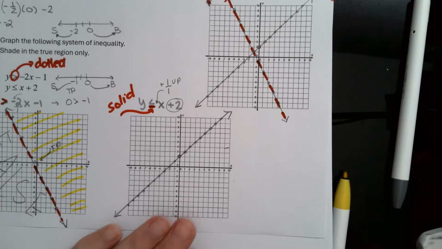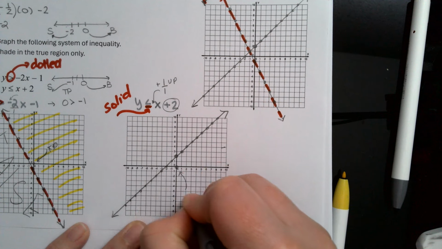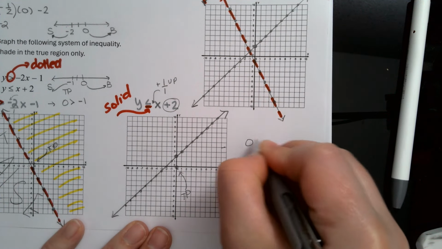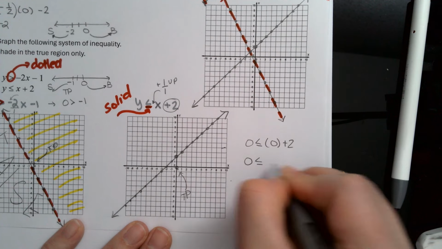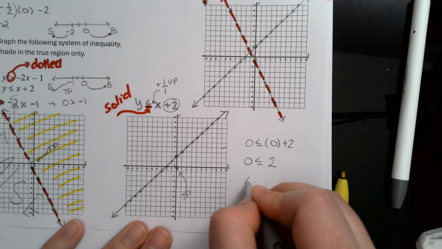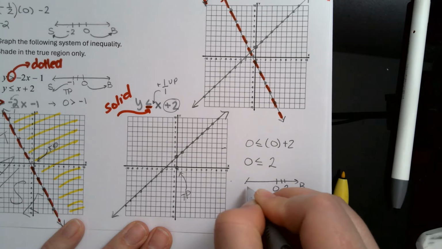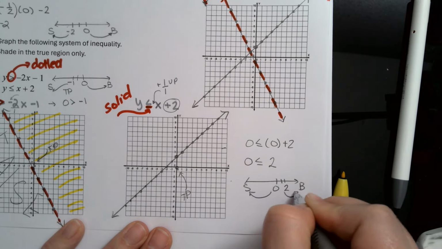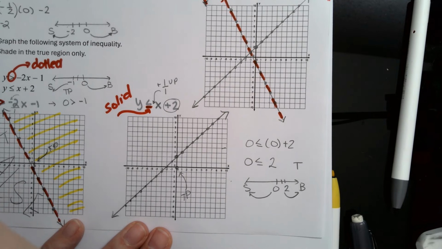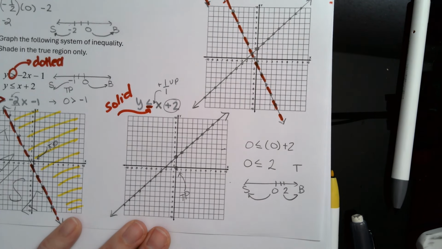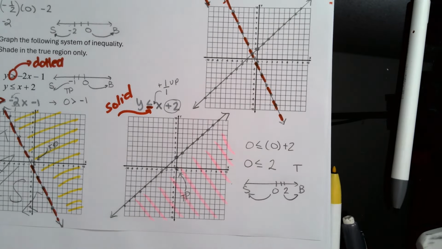Okay, let's try this one. Testing point is 0, 0. So we have 0 less than or equal to 0 plus 2. Is 0 smaller or equal to 2? Just in case, I'm going to do my number line. 0 is smaller, 2 is bigger. Yes, that is true. So I'm going to color that in. That means my other side is going to be false.